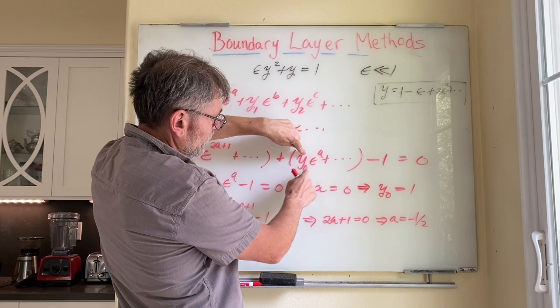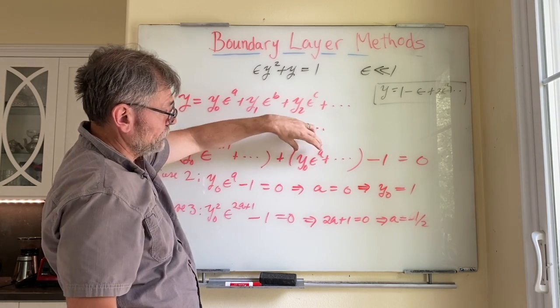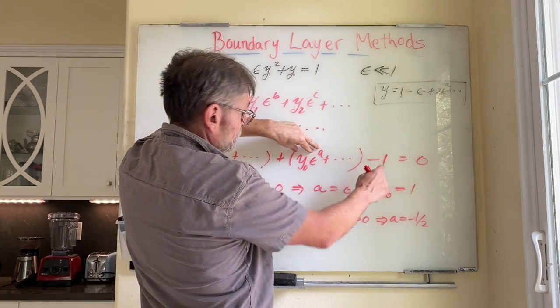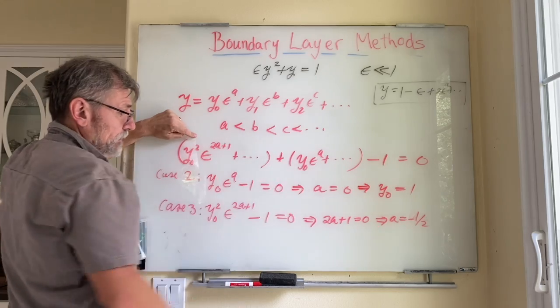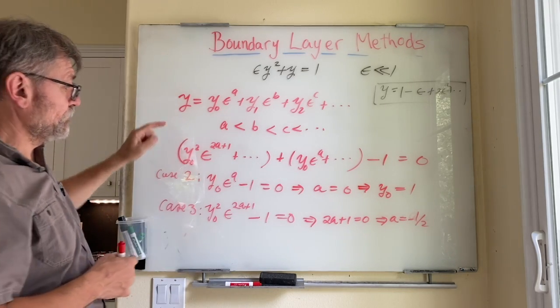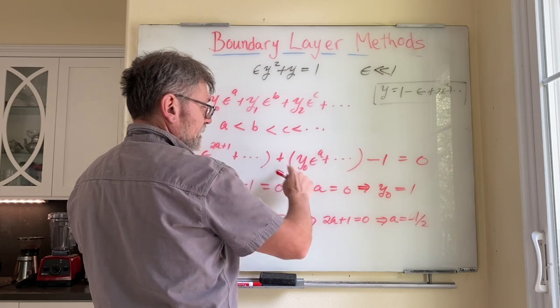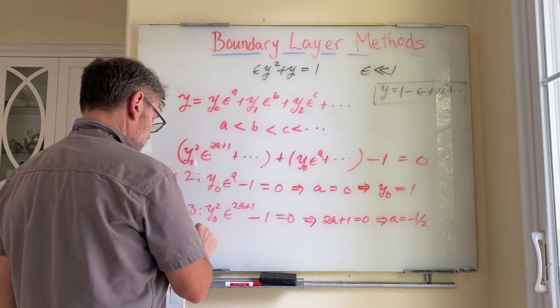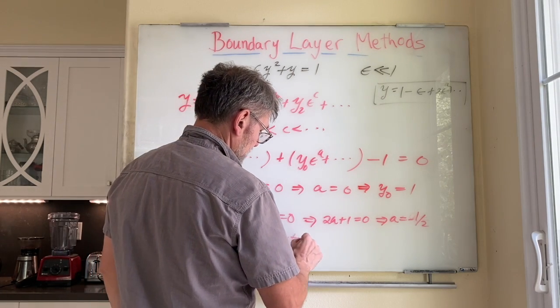It'll be a term like y naught over the square root of epsilon. And as epsilon goes to 0, this gets big, certainly much bigger than minus 1, and much bigger than the first term, because those two balance. And so we get a contradiction, right? We assumed that these two were the dominant balance, but that's invalid if this term is bigger. So case 3 leads to a contradiction, and therefore it's not possible.